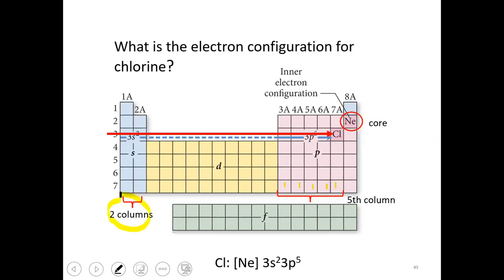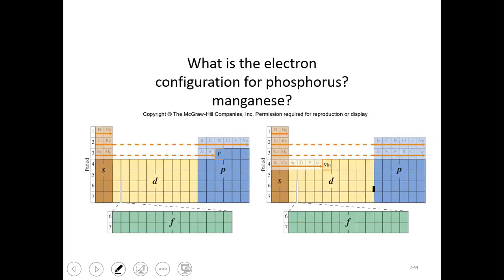So I can write out the configuration by putting in the core of neon, 3s2, 3p5. Why 3? Well, because chlorine is in period 3. See, very easy. You don't even need to have an orbital diagram for this. All right. Okay, let's do some practice for yourself.